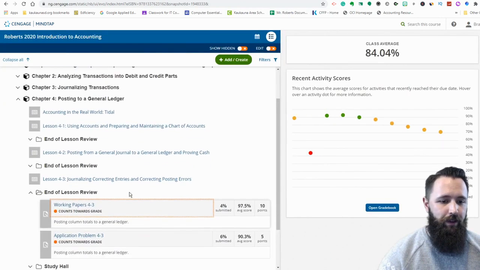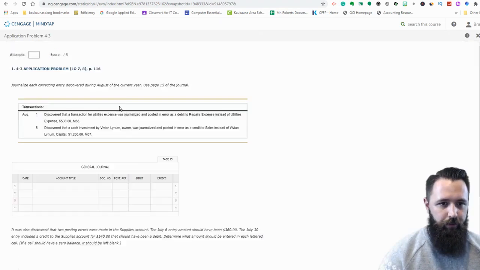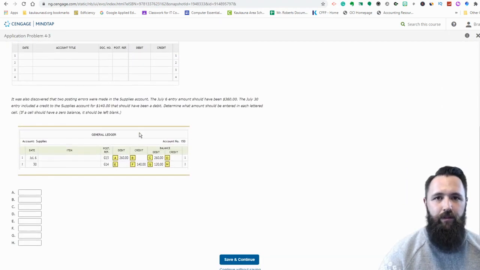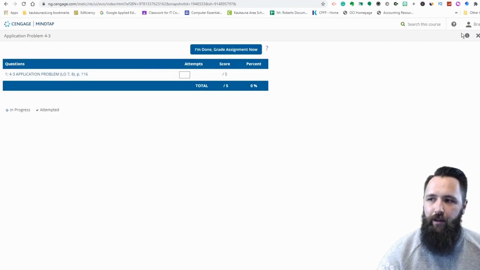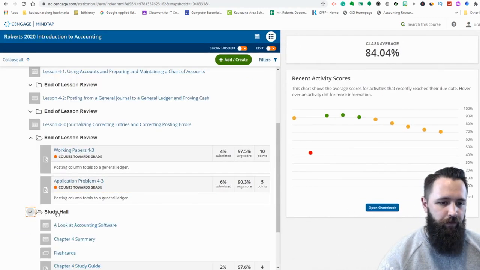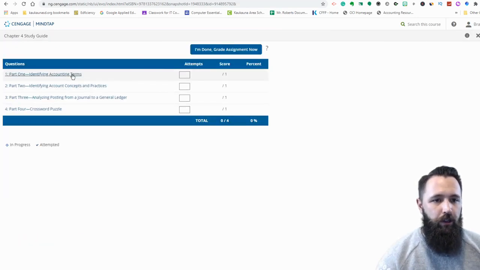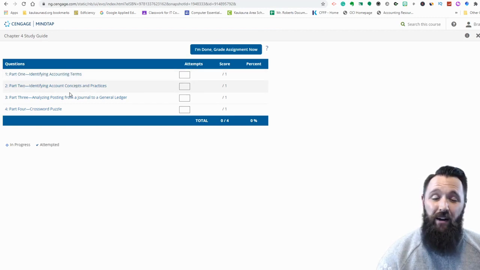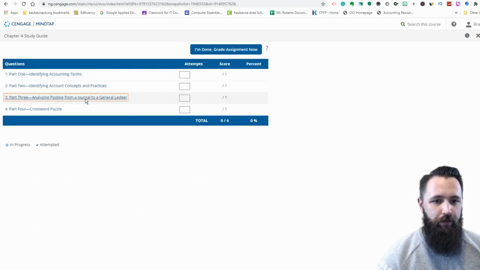And the other thing, we have our application problem. Just to pull it up and show you, it's the same stuff, okay? So that's application problem 4-3. The other thing that I just want to show you real quick is the study hall. We have this chapter study guide. I would like you to complete the entire thing, okay? The crossword puzzle's not very big. So accounting terms, concepts and practices, true and false, right? You guys know that stuff.